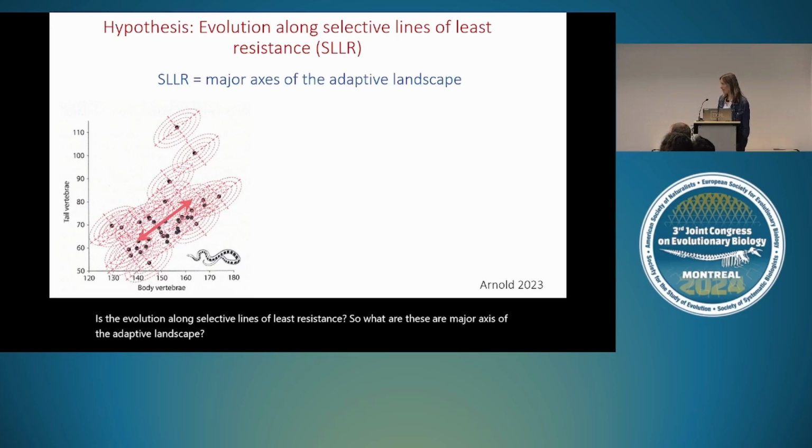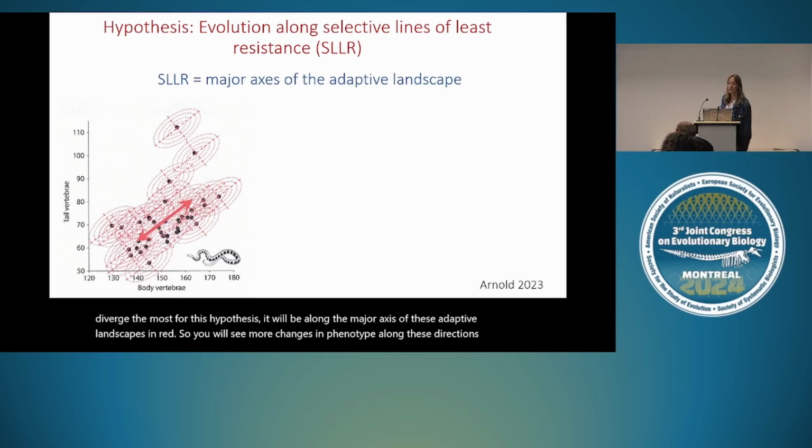So if you have average trait values here, like tail vertebrae and body vertebrae, and you could have several populations, this is ideal, right? I wish I had this data. If you have several populations in which you have their phenotypic means, and you can see where they diverge the most, for this hypothesis, it will be along the major axis of these adaptive landscapes in red. So you will see more changes in phenotype along these directions than other directions.